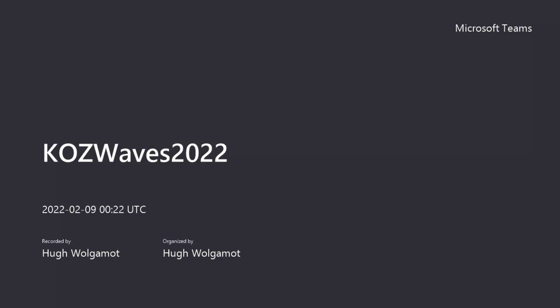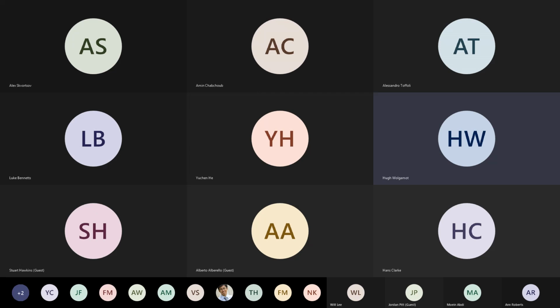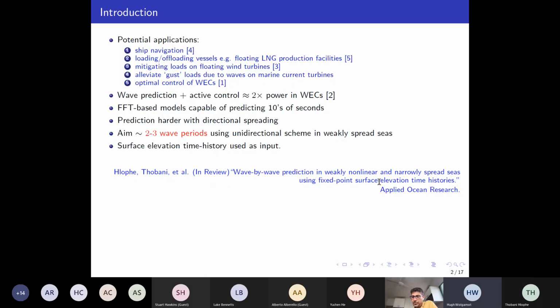function of time, and it has so many applications, including ship navigation, loading and offloading of vessels, things like floating liquefied natural gas production facilities, then mitigation of loads on floating wind turbines, up to alleviating gas loads due to waves on marine current turbines, and optimal control of wave energy converters, which is our main focus in the research center here.